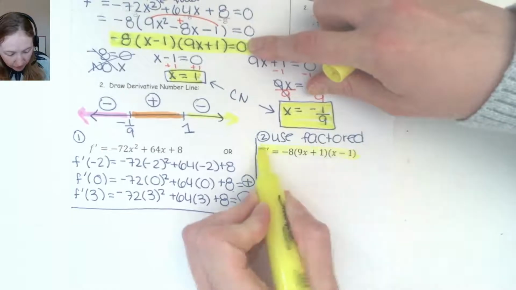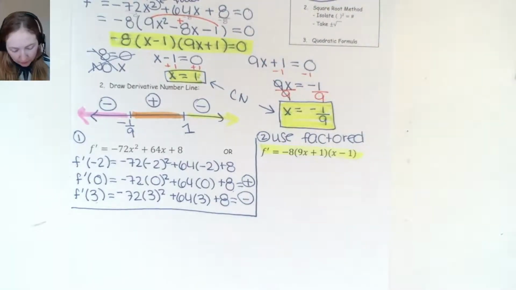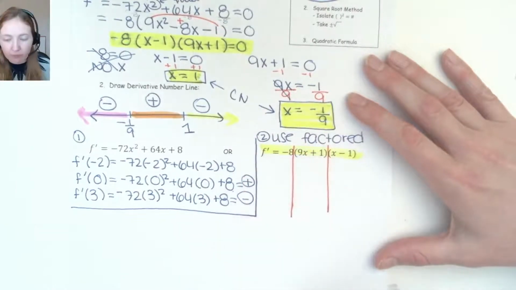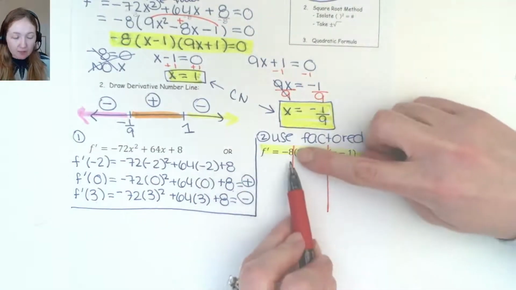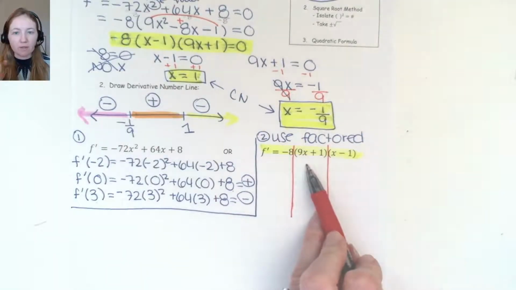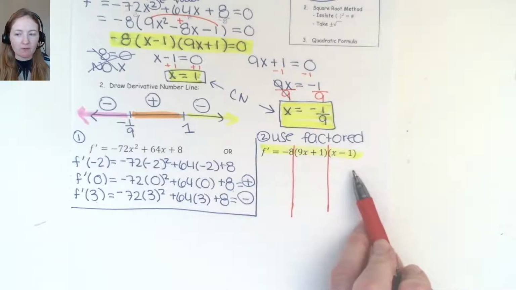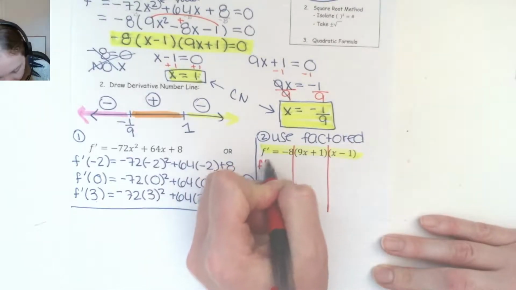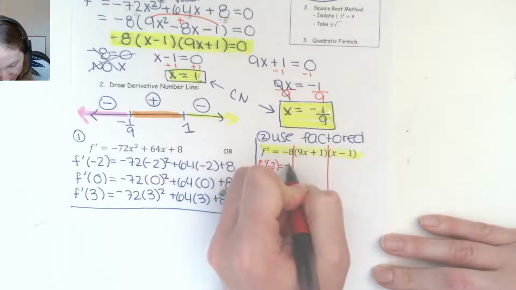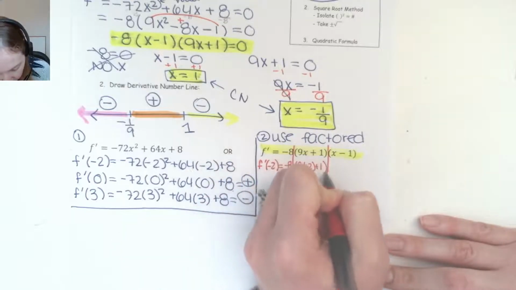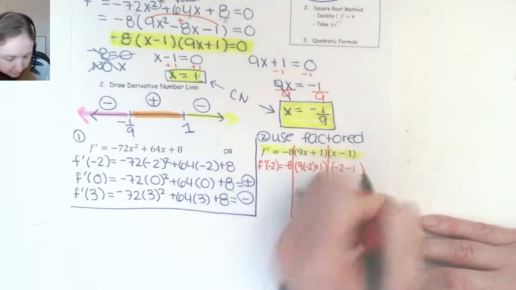And that factored form is going to create for me 3 factors and therefore 3 columns. So the -8 is a factor, that's going to be its own separate column. The 9x plus 1 is a factor, that's its column. And then the x minus 1 is its own factor, its own column. And then just like we did over here, you would plug in -2. So for the -8, there's nothing to plug in. The 9 times -2 plus 1, and then -2 minus 1.